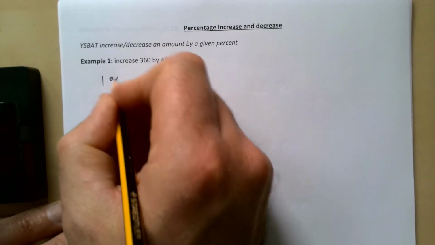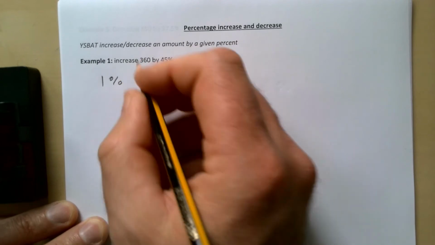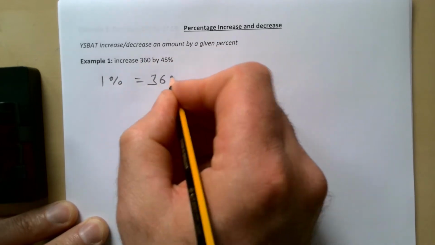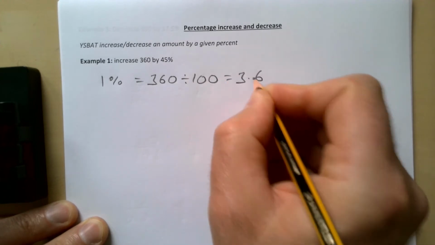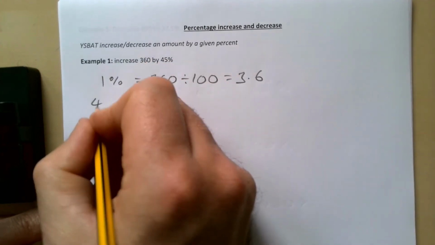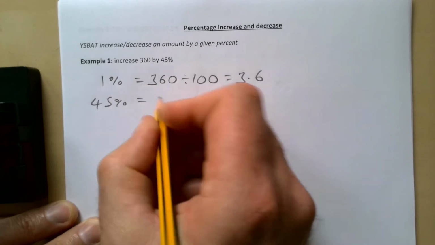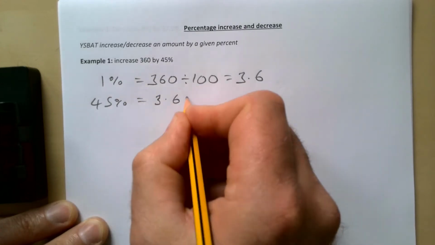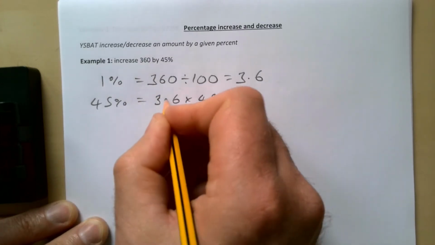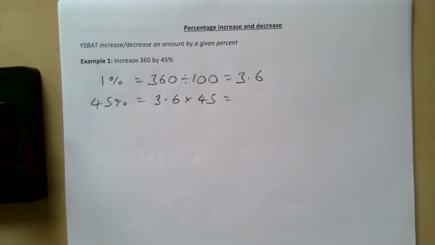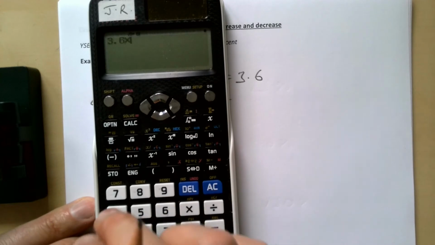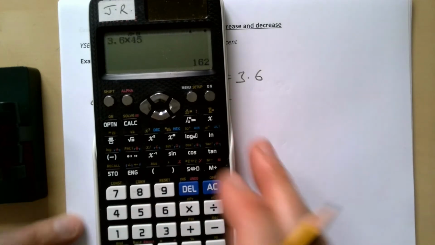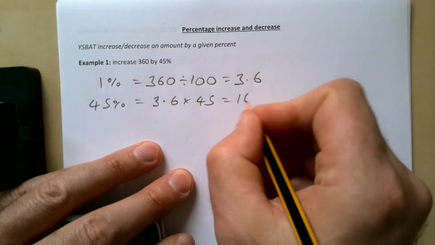I always start by working out 1%. How do you find 1% of something? You of course divide by 100. So 360 divided by 100 gives me 3.6. I want 45%. So it's 3.6 times by 45. So we would put that into our calculator. 3.6 times by 45. And that gives me then 162.